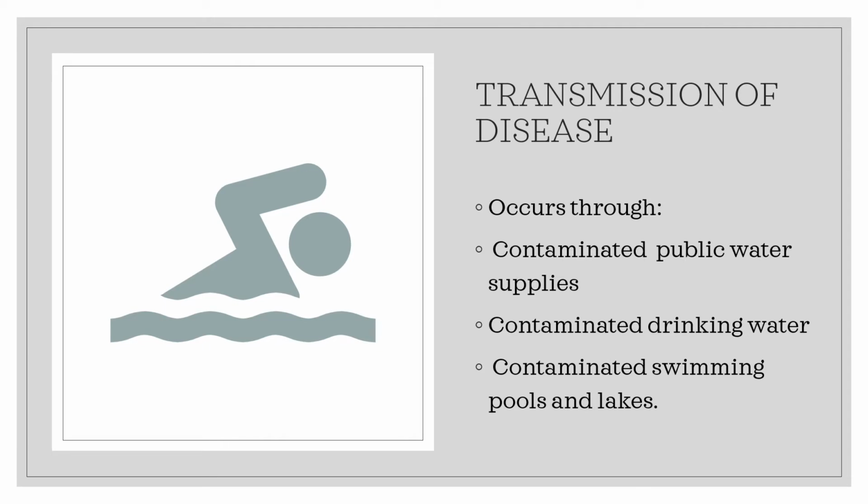Transmission of cryptosporidiosis occurs through contaminated public water supplies, accidentally drinking infected water, or maybe even drinking water from the swimming pool or lakes. Another way of transmission is being exposed to human feces or even eating uncooked foods, such as salad greens, that have been contaminated.